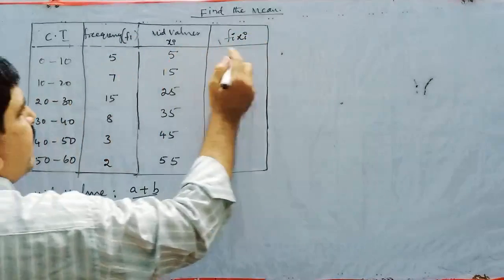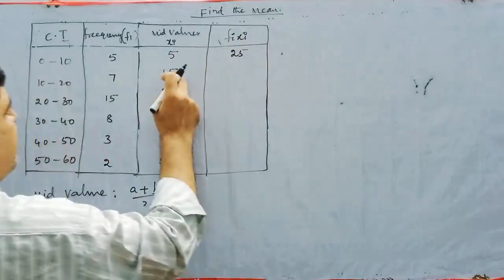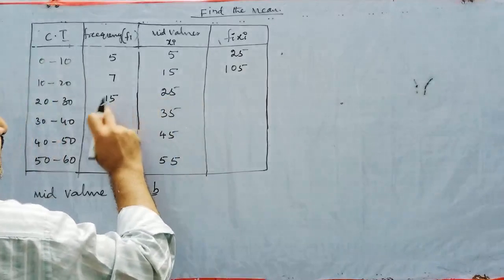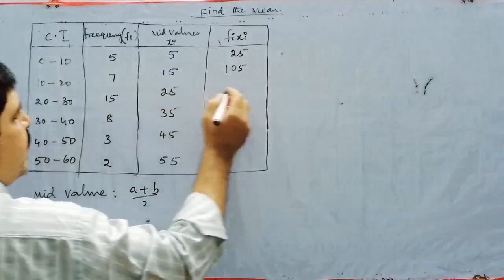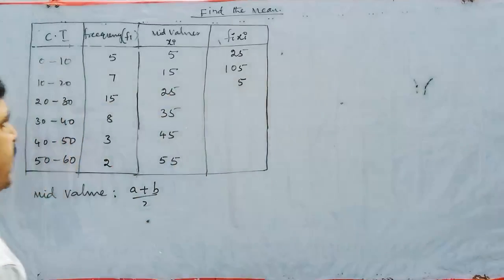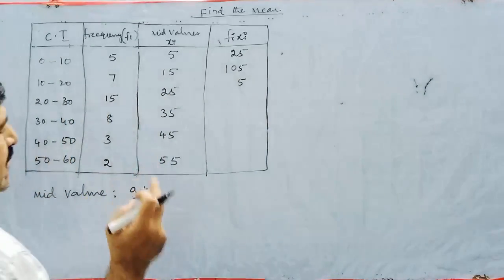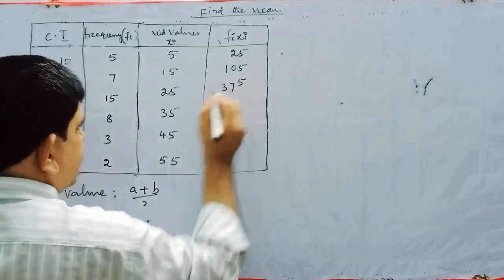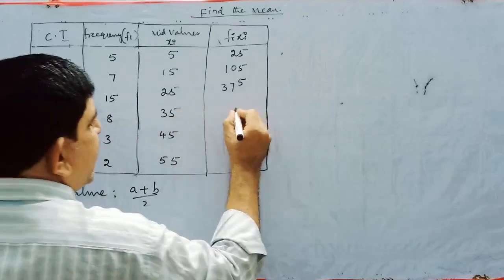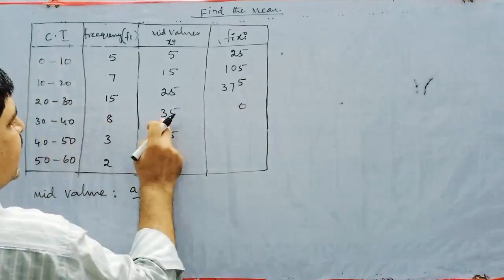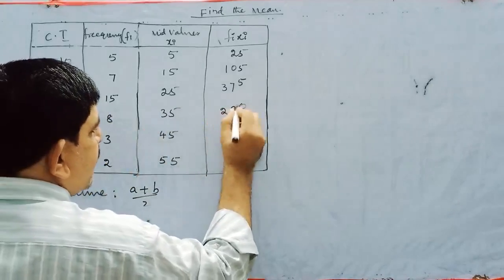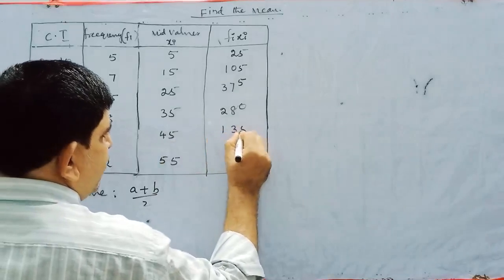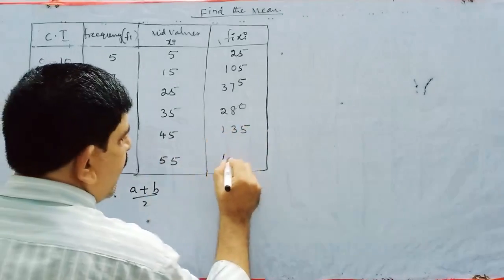5 5s are 25. 15 7s are 105. 25 5s are 125. 25 1s are 25 plus 12, 37. Next 8 5s are 40. 8 3s are 24 plus 4, 28. Next 45 3s are 135. 55 2s are 110.